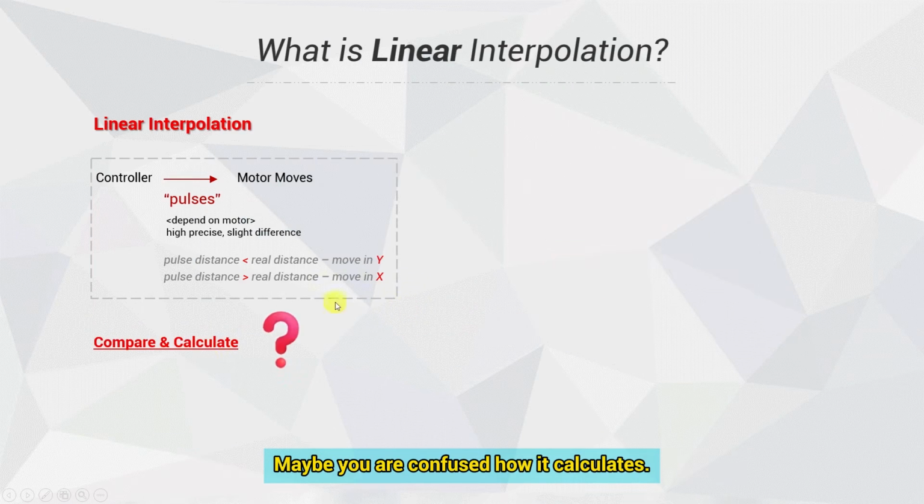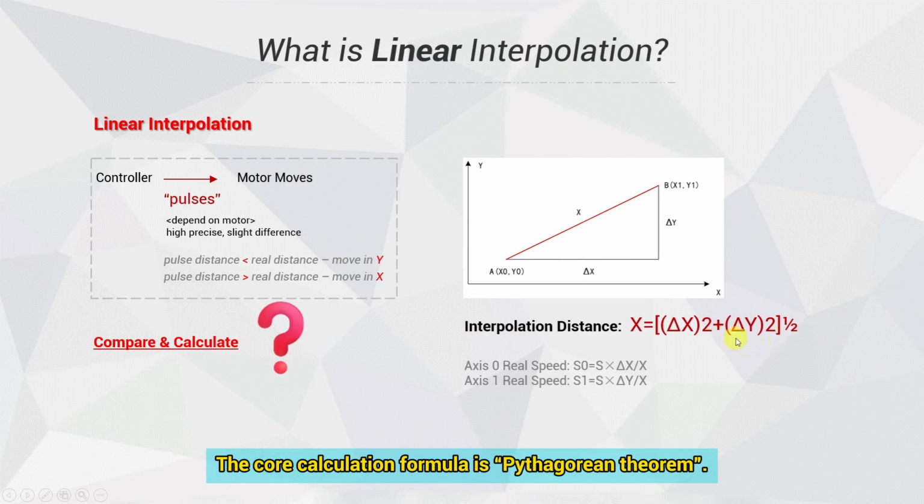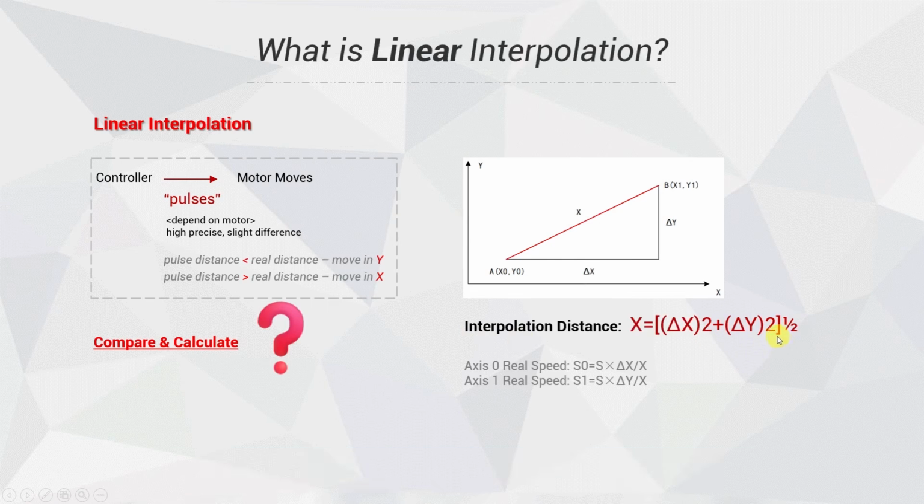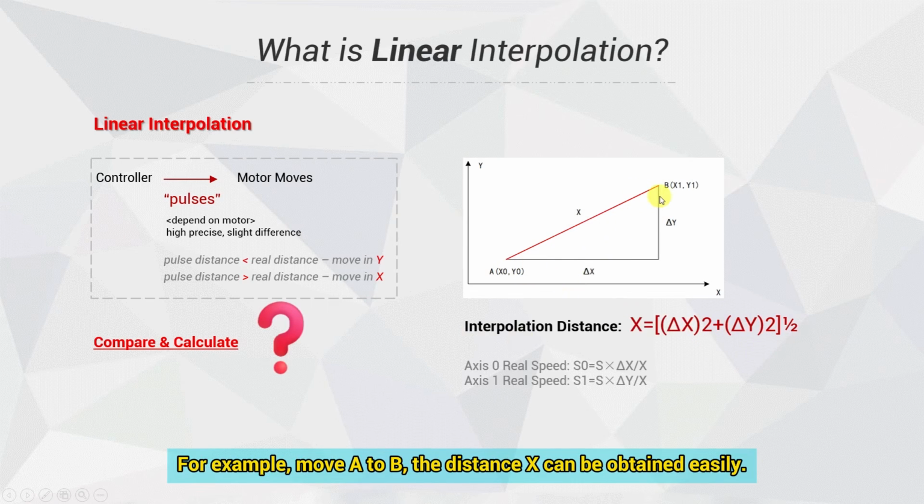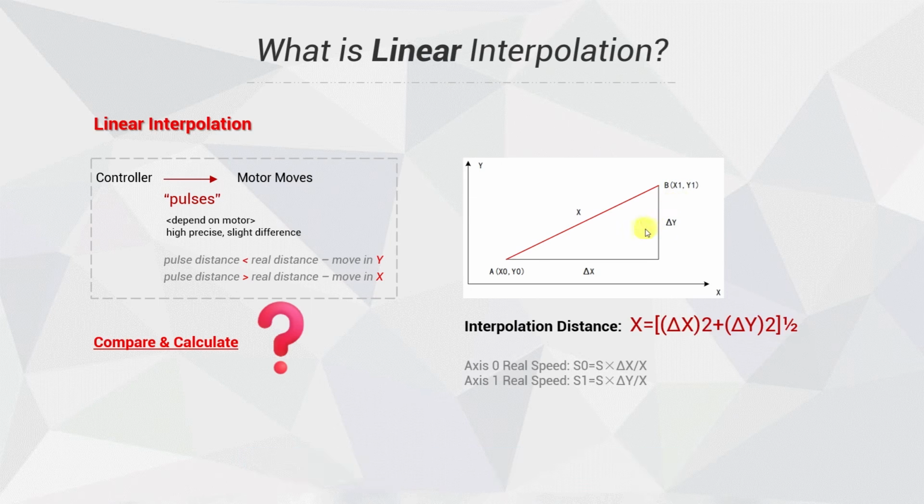Maybe you are confused about how it calculates. The core calculation formula is the Pythagorean theorem. For example, move A to B, the distance x can be obtained easily. Then, while moving, it will check the coordinates situation. In this way, the needed trajectory can be achieved.